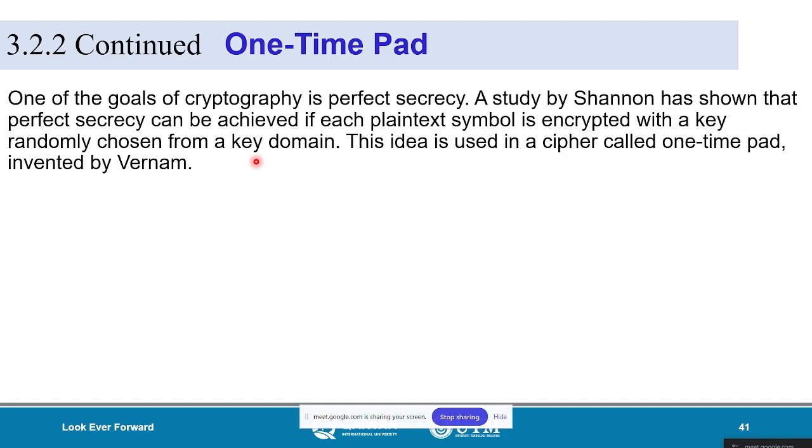So one of the goals of cryptography is perfect secrecy. We know that. A study by Shannon has shown that perfect secrecy can be achieved if a plaintext symbol is encrypted with a key randomly chosen from the key domain. This idea is used in a cipher called the one-time pad, invented by Vernam.